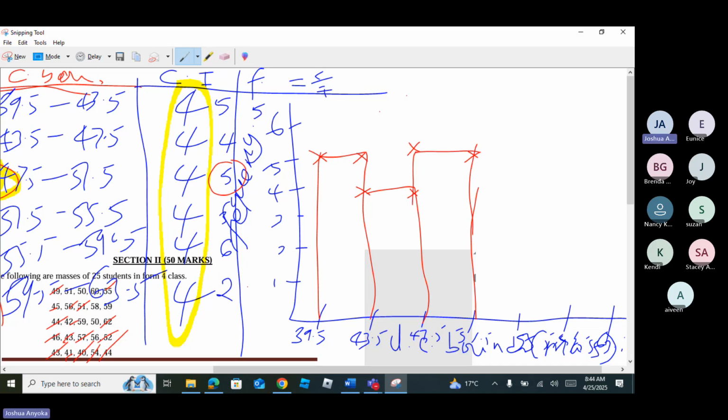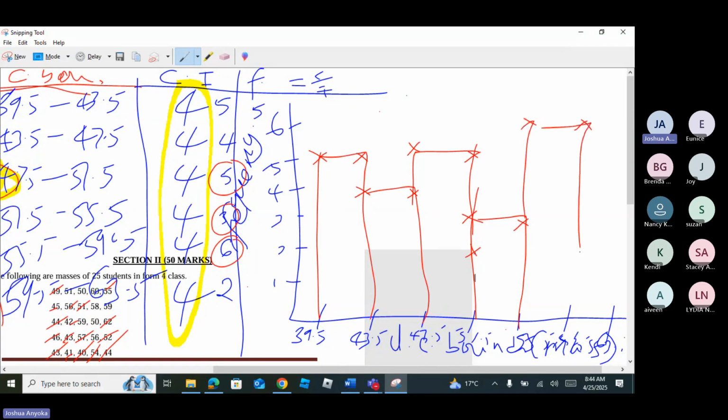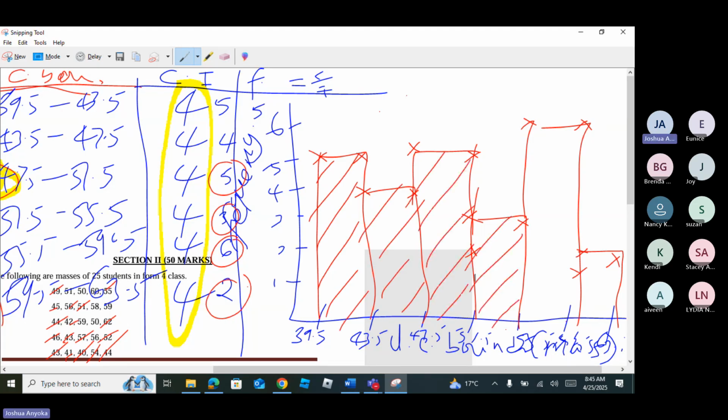And then the next has a frequency of 3. Next has a frequency of 6. And the last one has a frequency of 2. Well, then it is recommended that you shade the bars, and that is your histogram.